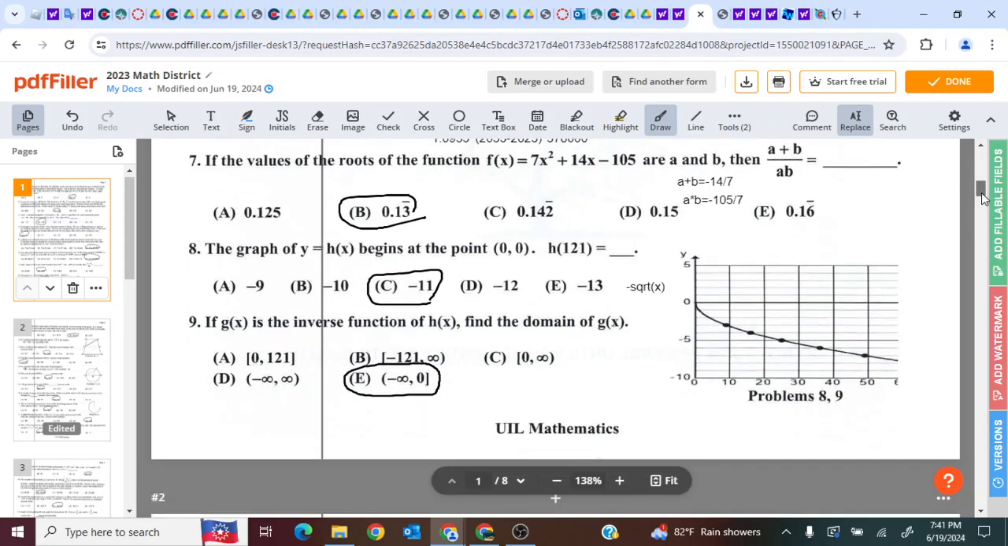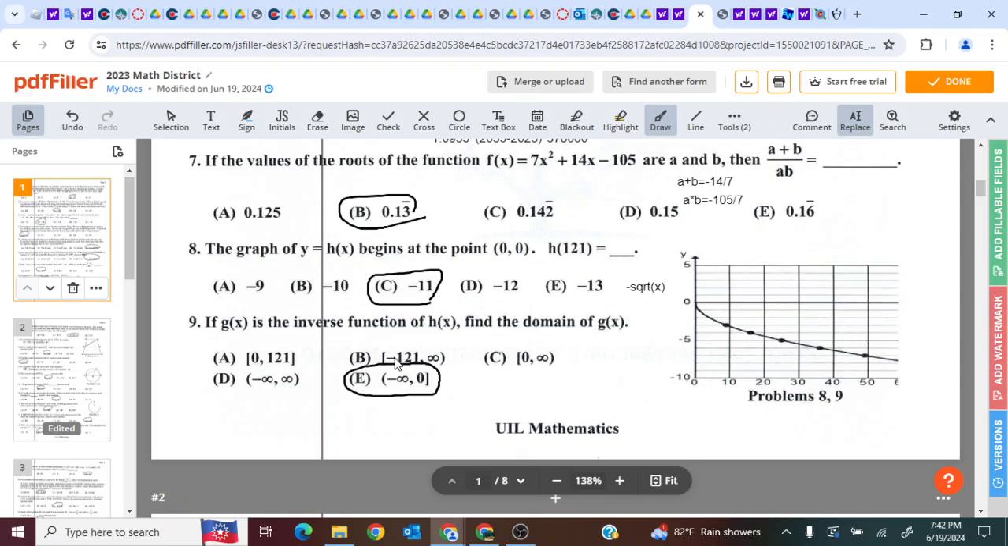Okay, the graph y of h of x begins at the point 0, 0. H of 121? Well, if you look at this graph, you can clearly see when x is equal to 9, y is equal to negative 3, x is equal to 16, y is equal to negative 4, x is equal to 25, y is equal to negative 5. This equation is negative square root of x. So simply plug 121 into that and you get negative 11.